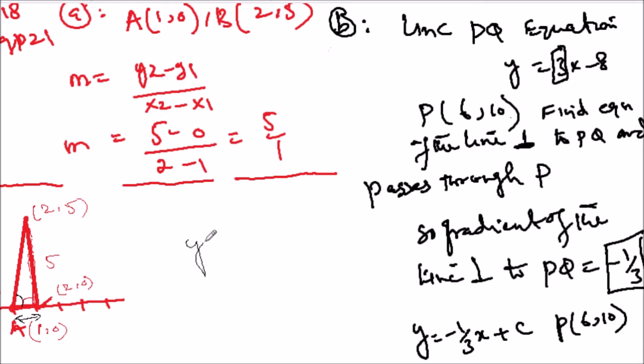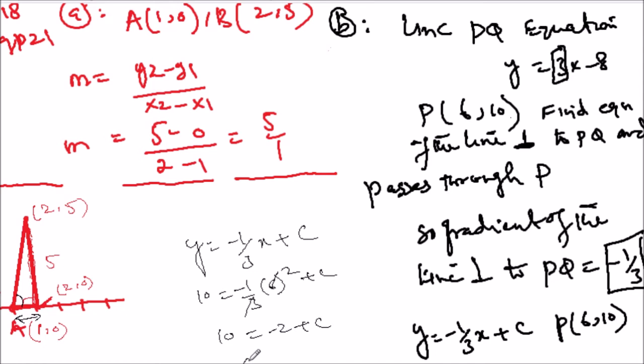Now see, y is equal to minus 1 upon 3x plus c. Input this point here. So 10 is y, minus 1 upon 3, x is 6 plus c. So 3 2s are 6, 10 is equal to minus 2 plus c, so c is equal to 12. The equation becomes y is equal to minus 1 over 3x plus 12. That's the equation for the required line. That's done.